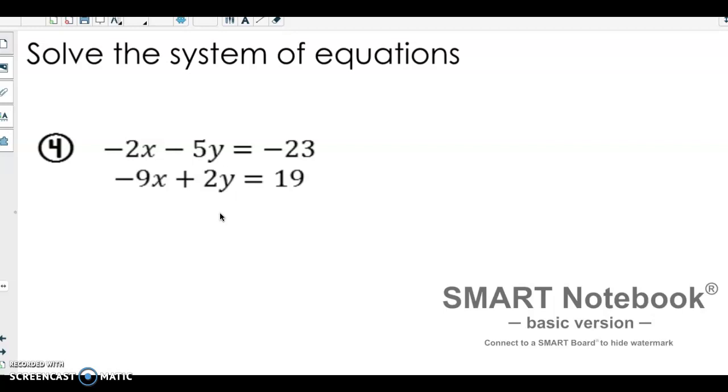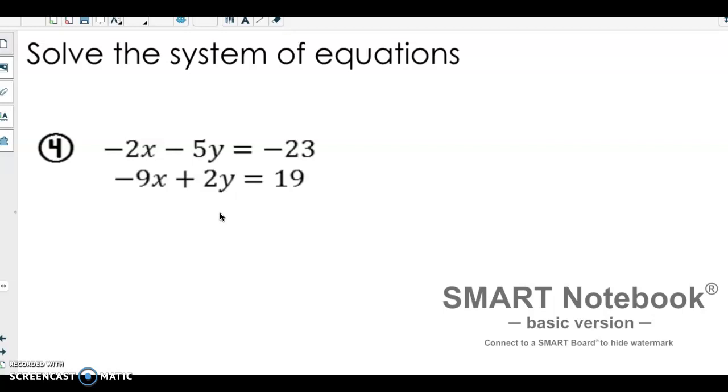So here, negative 2x minus 5y equals negative 23. That is a linear equation written in standard form. And then we have negative 9x plus 2y equals 19. That is also a linear equation written in standard form. So here we have a system of linear equations.